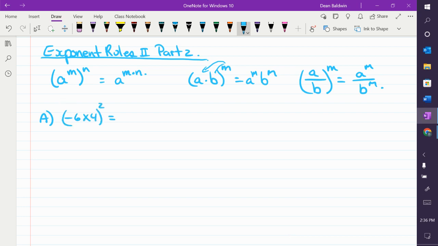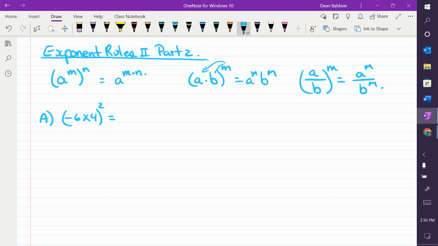So, -6 times 4 all squared. There, you now have two ways to solve these types of things. And we're going to look at when you want to do one versus the other. But what are the two ways to solve this? What's one of the ways? You just follow BEDMAS. Yeah, exactly.